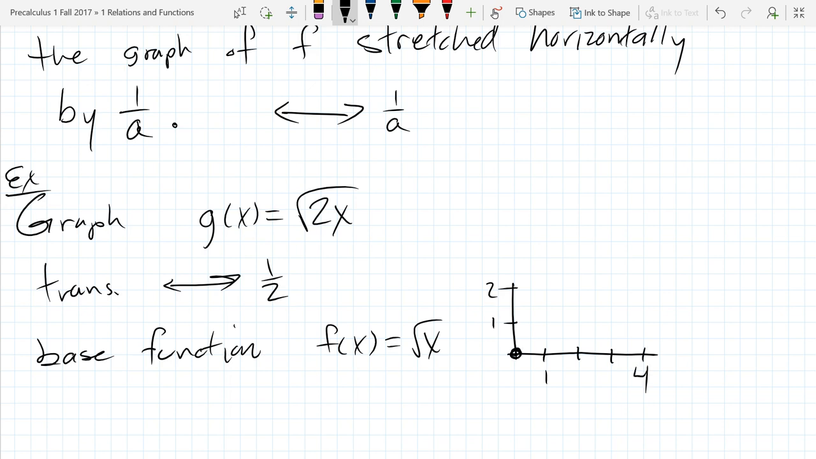And the 3 points, the first point on the square root function is 0, 0, and then 1, 1, and then 4, 2. So there's our original square root graph. And all we're going to do is take these x-coordinates carefully and multiply them by 1/2.